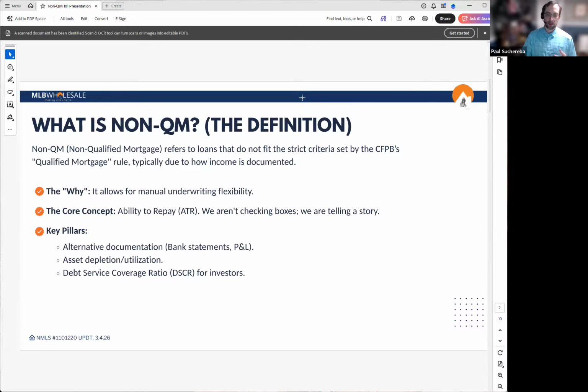So the core concept really is using alternate documents to satisfy the ability to repay, or using the debt service coverage ratio for an investor to show that the property itself, on a business purpose investment loan, is cash flow positive or neutral.